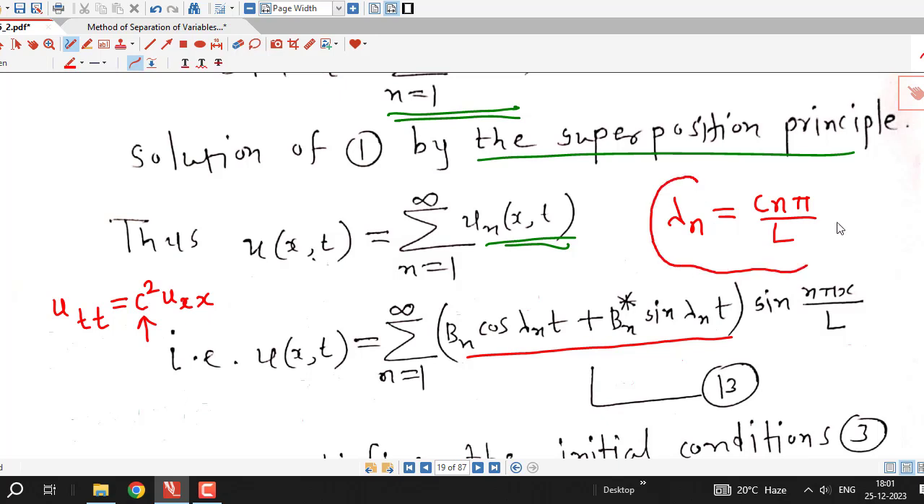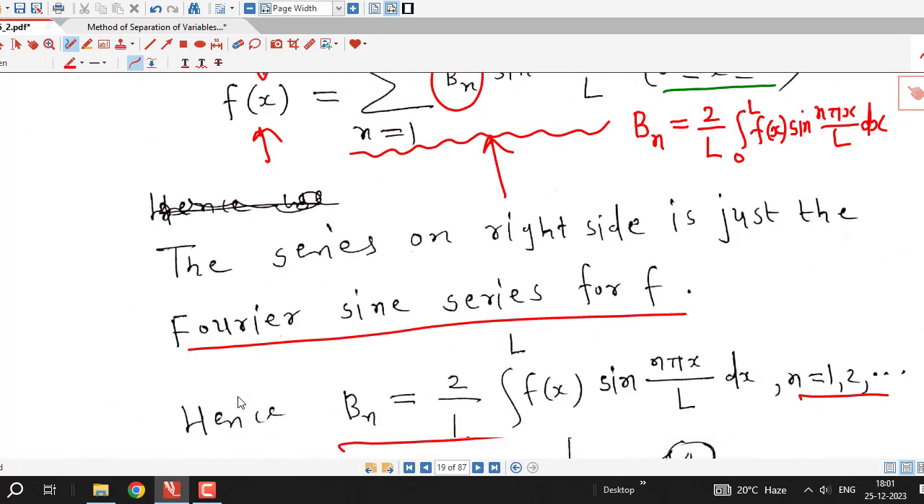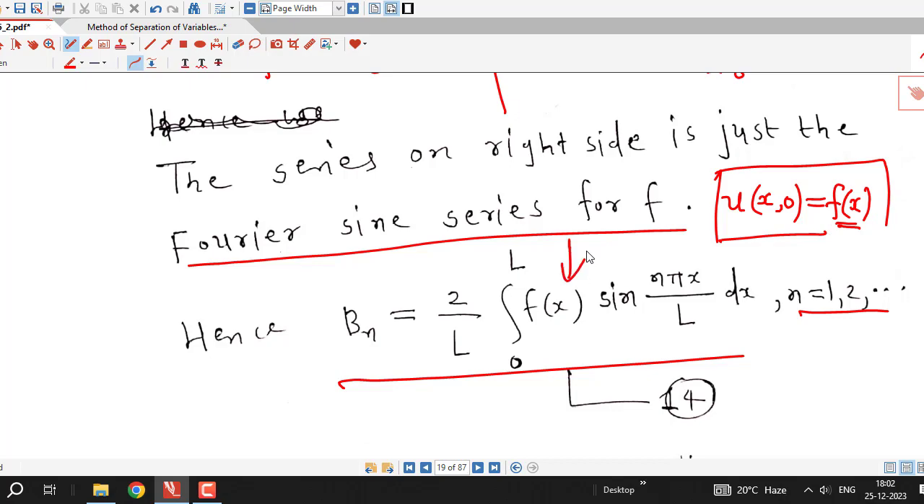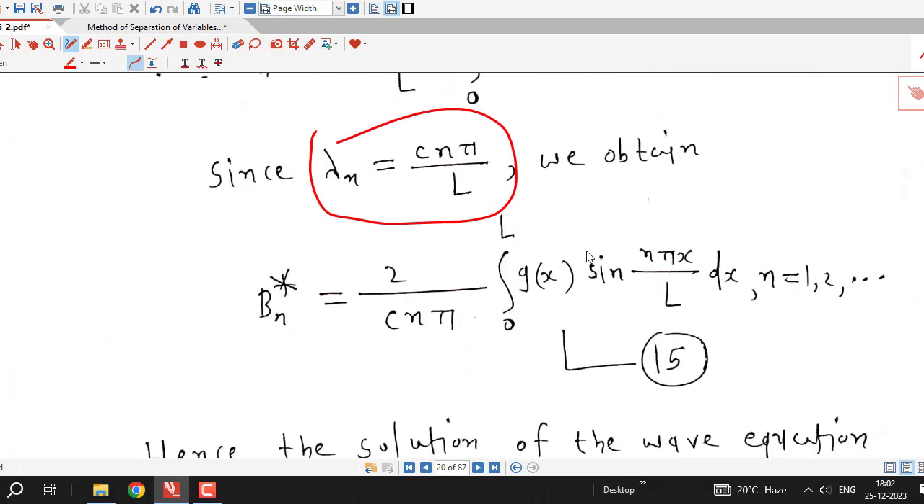So this c is here, and these lambda n are called eigenvalues, and here b n and b n star are given by Fourier coefficients, by these two formulas: b n equal to 2 by l integral 0 to l f x sin n pi x by l dx, where f x is the initial deflection that will be given in the problem. You will be given the value of u at t equal to 0 by some function f x. That function you have to use here. And b n star is 2 over c n pi integral of g x sin n pi x over l dx, where this g x is the initial velocity. So you will be given another initial condition that del u by del t at x comma 0 is equal to g x. So that function you have to use here. This is called initial velocity.